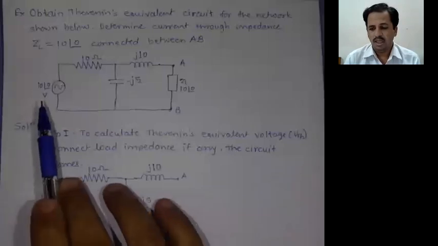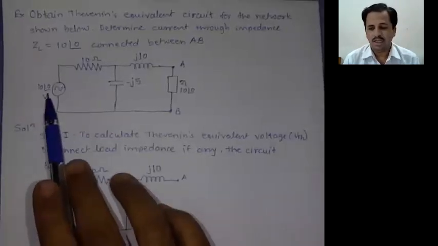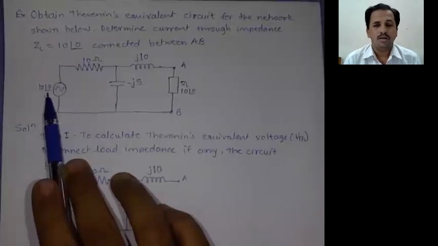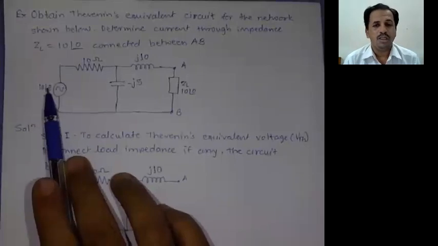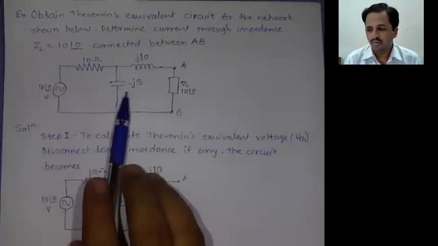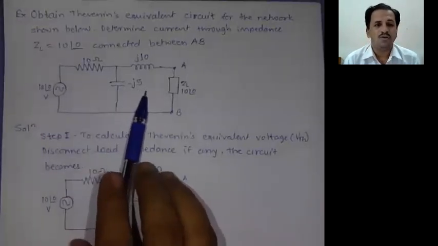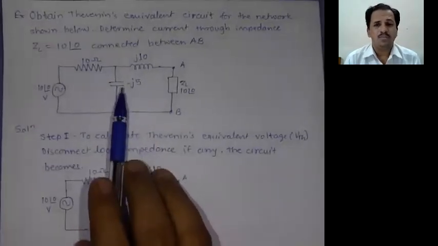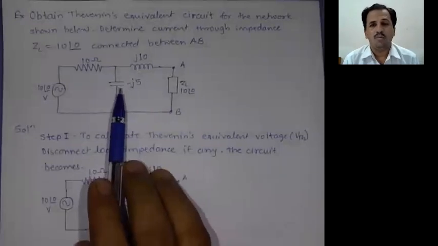Polar form means that if the quantity is represented as a magnitude along with an angle, then we say that this value is in polar form. And if you are representing the quantity in terms of j, minus j like that, then it is represented in rectangular form.